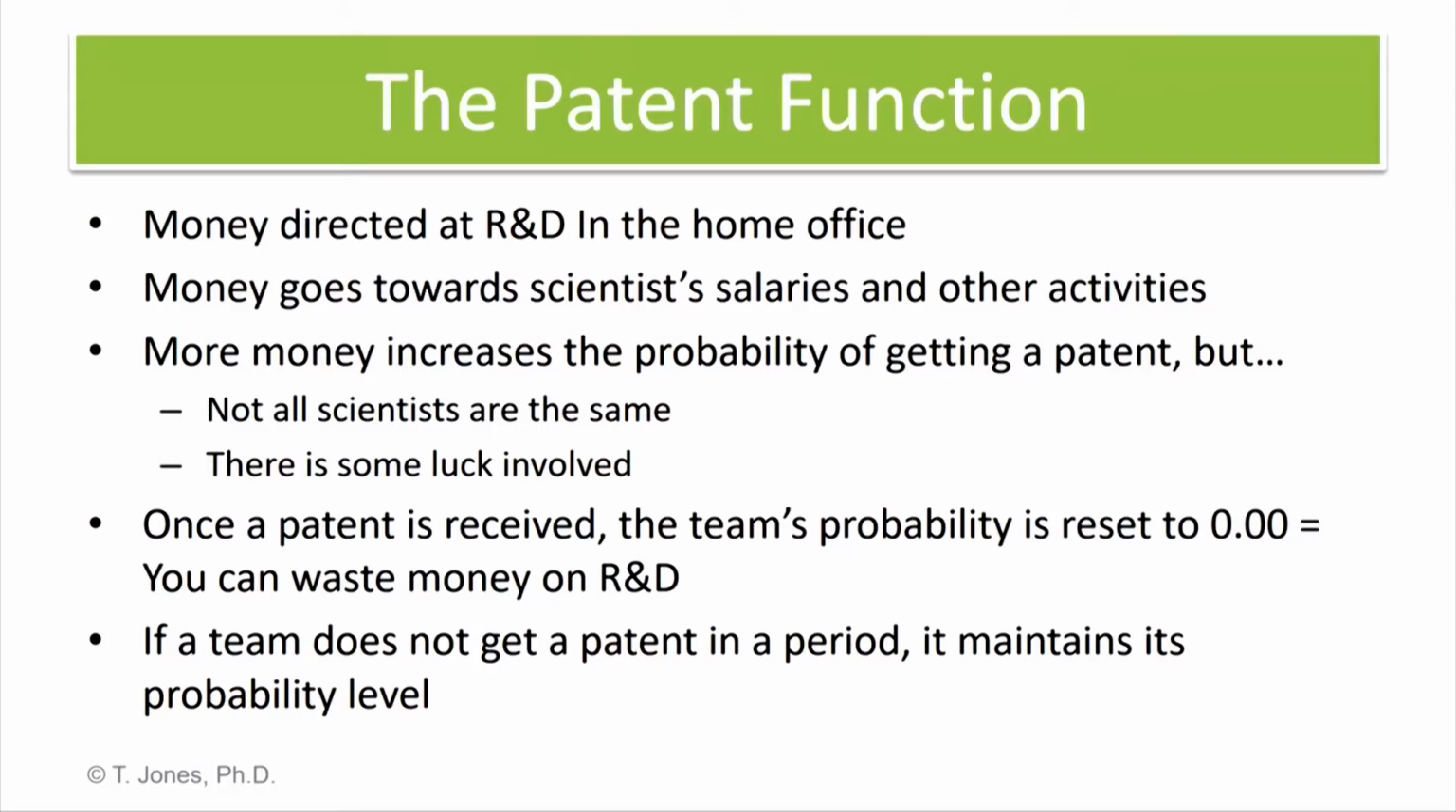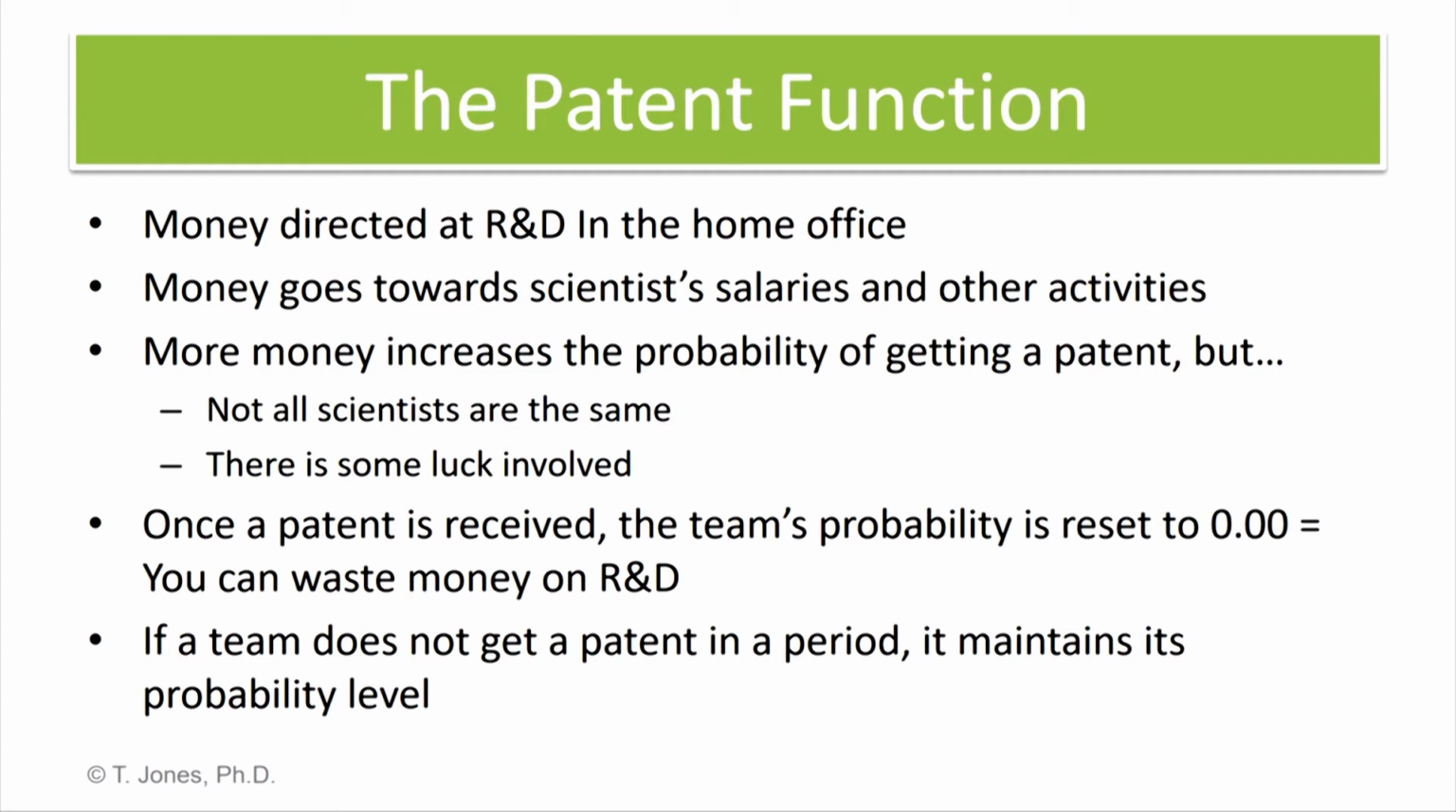Okay? So money is directed at research and development in the home office, so that's one of the expenses that happens there. And this research and development money goes towards scientists' salaries and other activities. So in the data log, you'll see an estimate of how many scientists you need to actually be effective at R&D. Okay? As you spend more money, it's going to increase the probability of you getting a patent, but there is some randomness built into the game to reflect the fact that not all scientists are the same. For instance, some of them might have gone to MUN, some of them might have gone to Carleton, and I'll allow you to make your own inferences there. Okay? So there is some luck involved, just as there is in real life in terms of getting a patent.